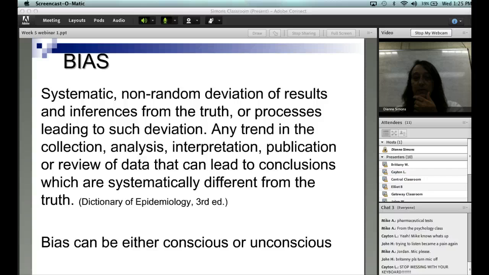So we talked about bias, right? Bias can be either conscious or unconscious. So even if in the back of your mind you think of something that you really, really like, that's kind of a bias, right? I really, really like chocolate. So for any kind of survey that I would do, somehow or another, I would like to incorporate chocolate and make everybody love chocolate.